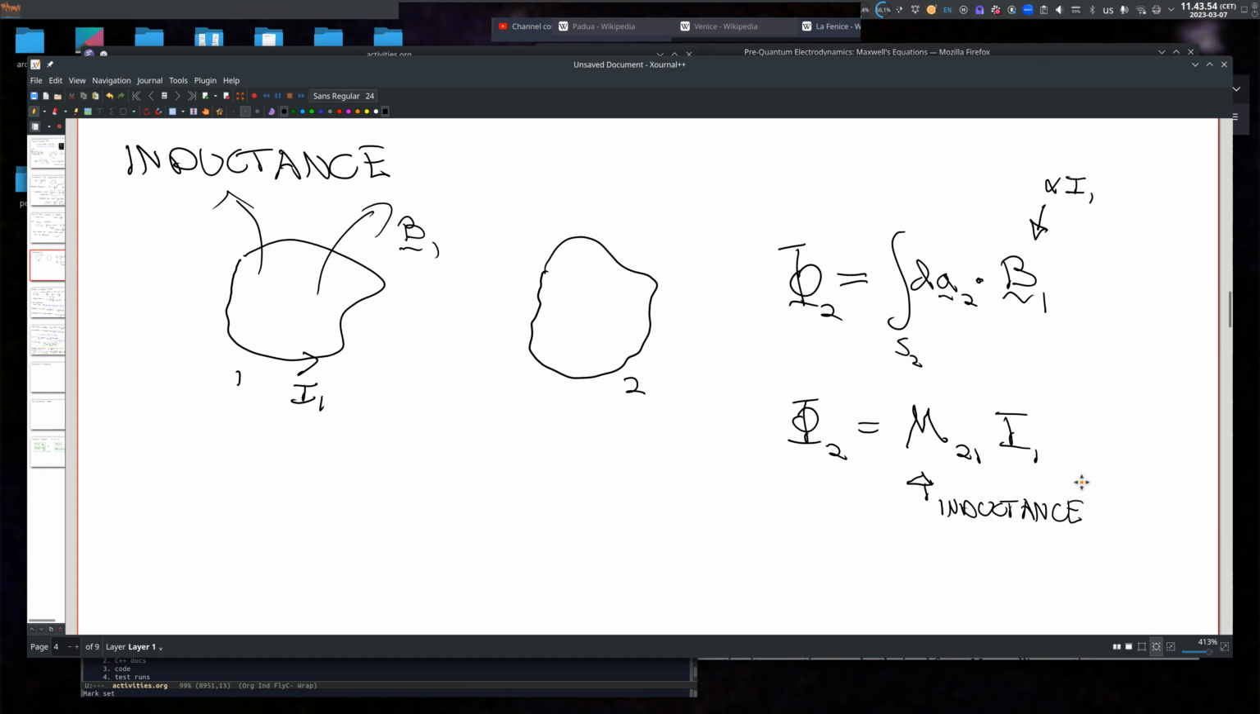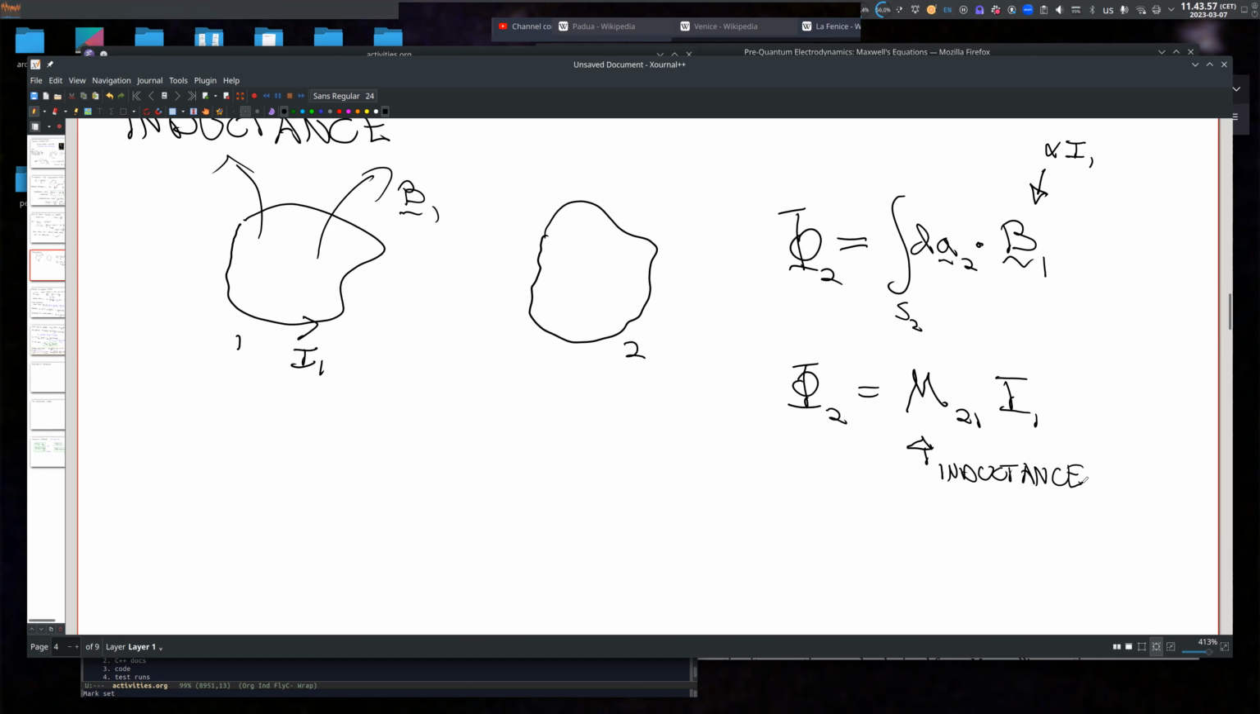Okay, so just a couple of fun formulas for this. We can write this phi 2. Once again, just using Stokes' theorem. I'm just starting back from here. So what I'm doing here is indeed just using the fact that B is the curl of the first vector potential. So actually, I don't even need Stokes' theorem just yet. So it's the integral over S2 dA2 dotted into the curl of the A that is produced by the first loop.